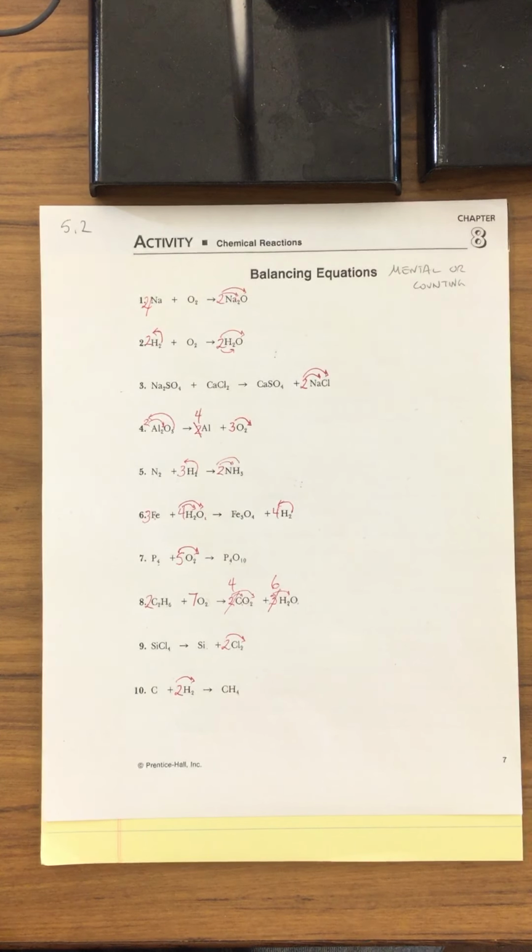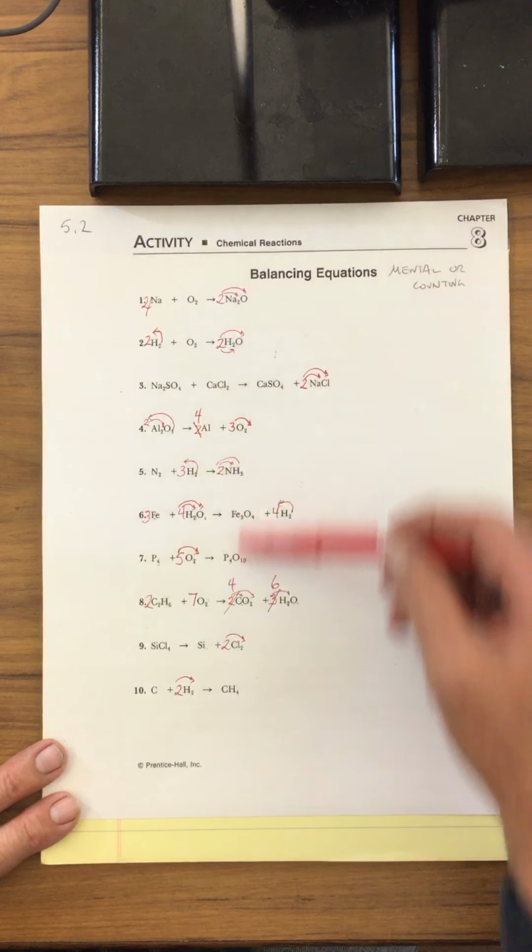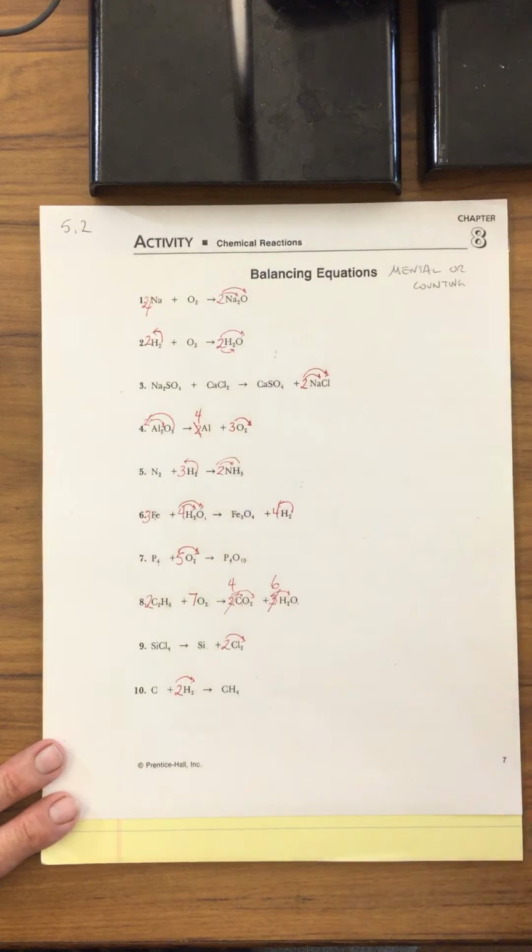That's it. Please ask questions if you have them, because this can be easy for some and it can be very tricky for others. And if you're not understanding how to do it mentally, then I would suggest going back and doing the counting method until you're more familiar with the mental and you feel stronger with that.